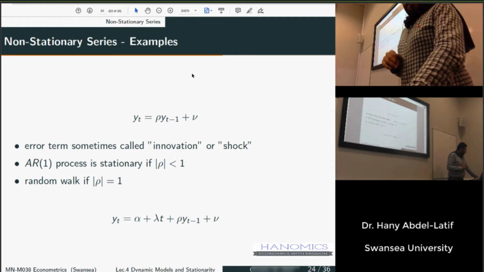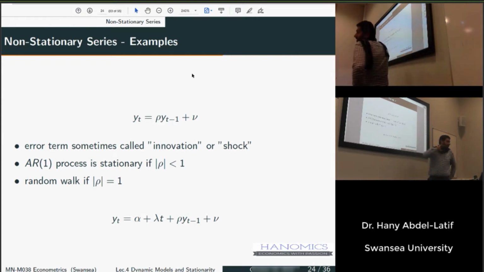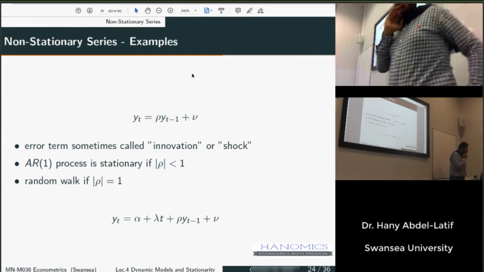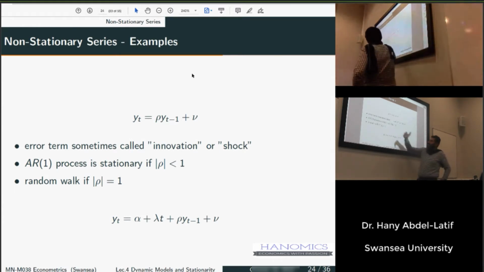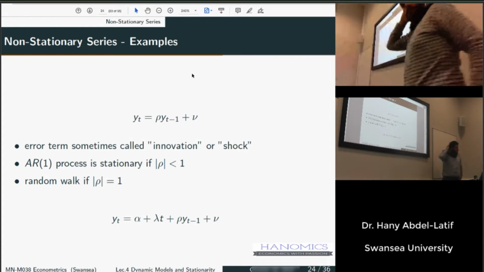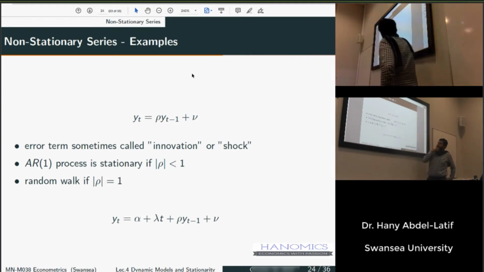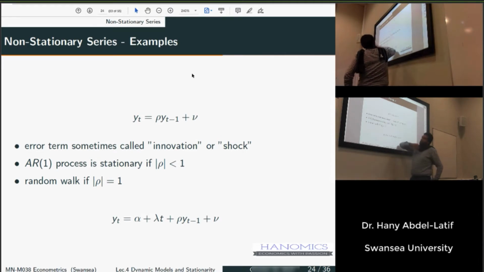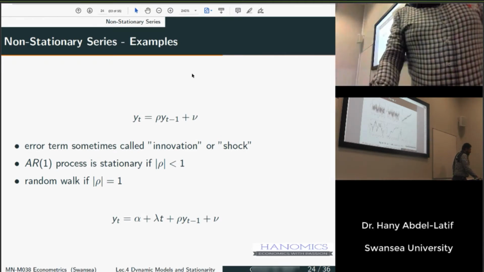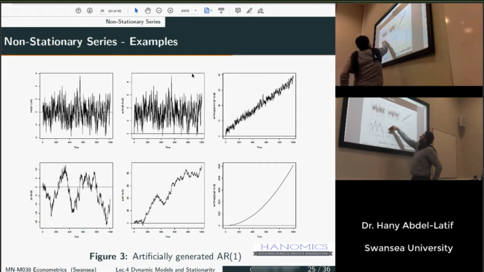This is just to show you an example. I tried to create some data, and I'll show you the code for how to create it. I followed an AR process, which means Y_t depends on Y_{t-1} and rho. This is AR(1), meaning I want only one lag, Y_{t-1}, and some random error. Then I created some data here. These are artificially generated, so these are not real data, just to show you the difference between a stationary series and a non-stationary series.